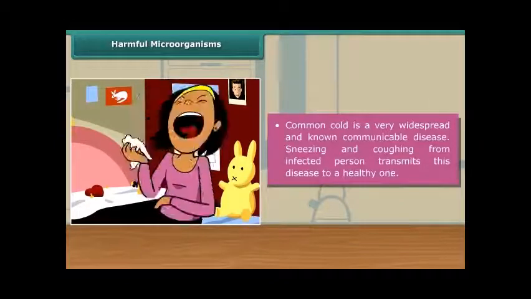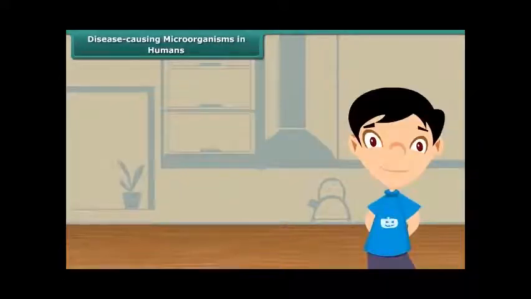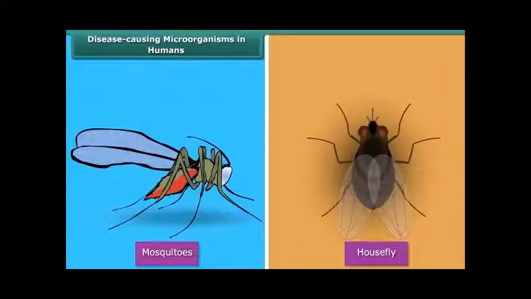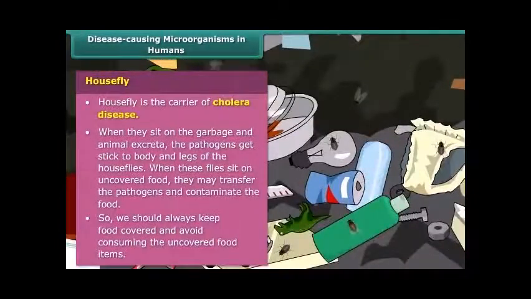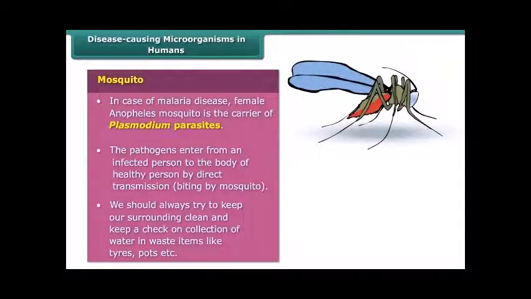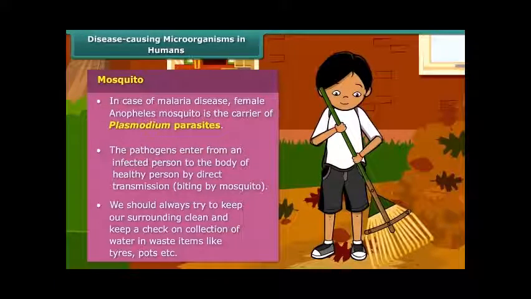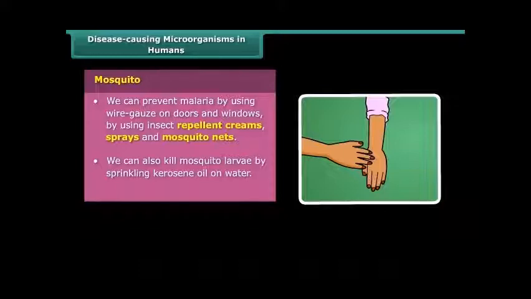The common cold is a very common example of a communicable disease. Friends, some insects and animals found in our surroundings act as carriers of pathogens. Housefly and mosquitoes are common examples of such carriers. In cholera, the housefly is the carrier of many pathogens. To prevent cholera, we should always keep food covered and avoid consuming uncovered food items. In malaria, the female Anopheles mosquito is the carrier of Plasmodium parasites. We should use repellent creams, sprays, and mosquito nets to prevent malaria.